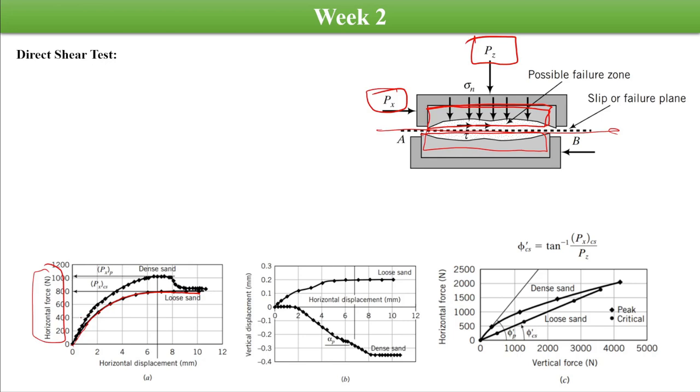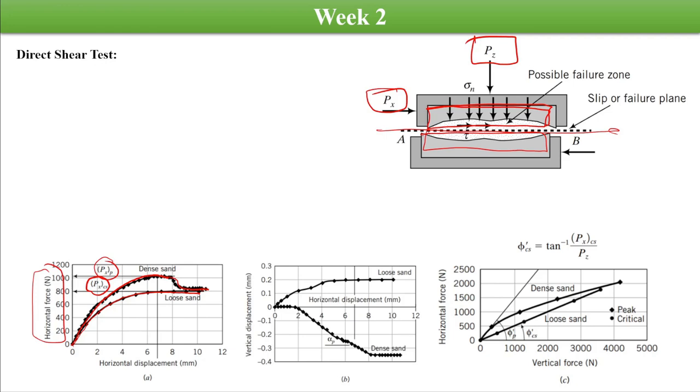In case of dense sand, this will first keep on increasing at a faster rate. Then it will reach a peak value that is called peak shear strength. After that, the sample will lose its strength and it will again reach the same place, called the critical state shear strength. So for the dense case, there are two values which are obtained. The first one is the peak shear strength, and the second one is the critical state shear strength, or the peak horizontal force and the critical horizontal force.